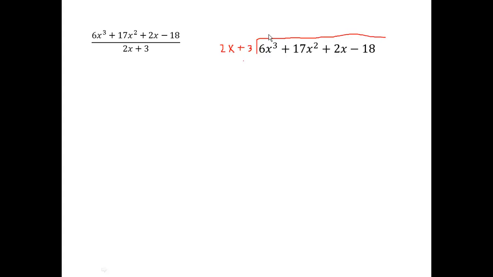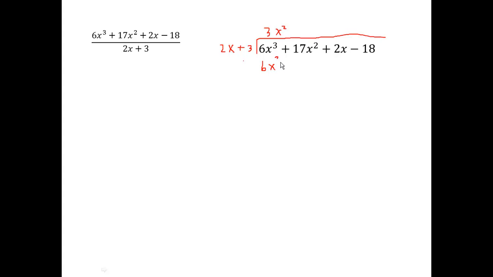So I usually look at the numbers first. You don't have to, but I usually do. So what times 2 will give you 6? Well, 3. 3 times 2 gives you the 6. And then what times x will give you x to the third? Well, x squared. So then I have 3x squared times 2x gives you 6x to the third.